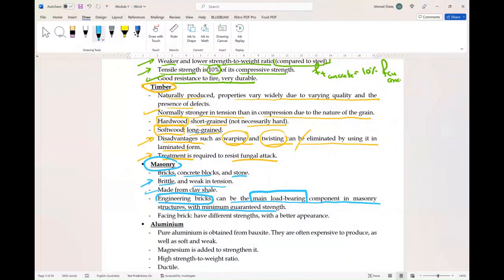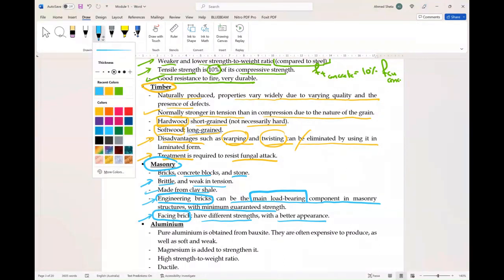Facing bricks have different strengths with better appearance. So engineering bricks can be used as the main load-bearing component, but facing bricks are decorative bricks, not a structural or load-carrying element.